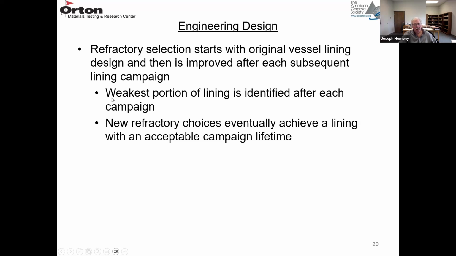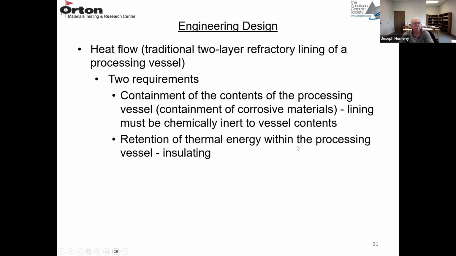So after each campaign, you want to analyze the weakest portion of the lining, identify what went wrong with that part of the lining, and then you pick a new refractory choice for the next lining, and you keep doing this until you keep improving the campaign life of whatever application you have.